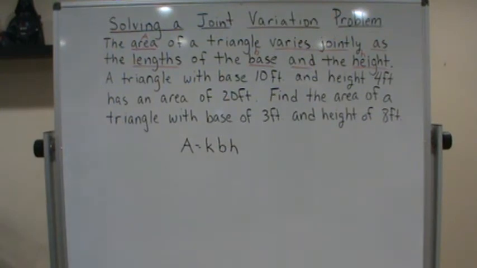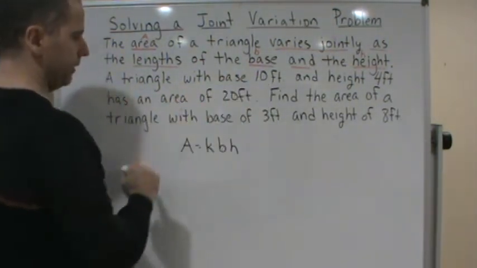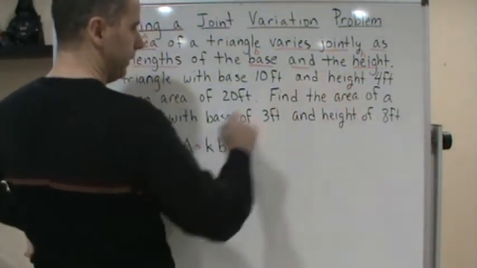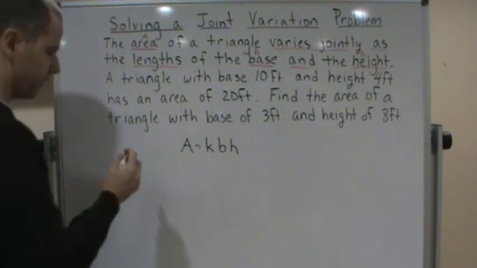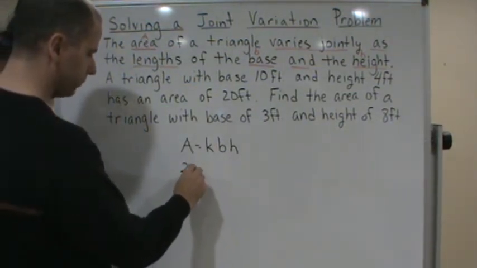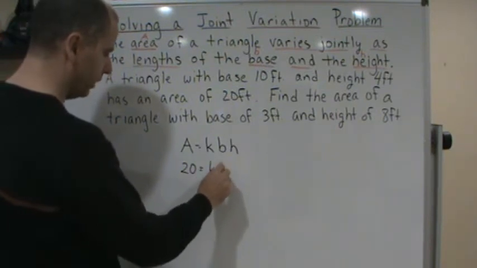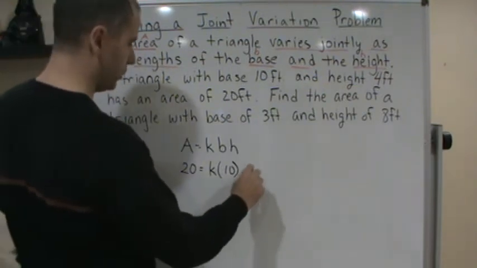Now, they're going to give us more information, so we've got to solve for K. Step two is we need to figure out what the constant is. So what do they say? They give us a triangle with a base of 10 and a height of 4 feet that has an area of 20 feet. So let's use that. The area of 20 equals K times the base, which is 10, times the height, which is 4.